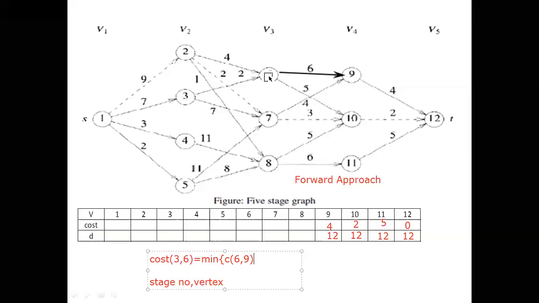Correct? Because from here to here, from here to here. From here to here we already did. That is C of 6 comma 9 plus 9 to 12, which we already solved in the previous stage, V4. What is the 9 value we already have here? That is how we wrote it at that time. Cost of 4 comma 9. Correct?